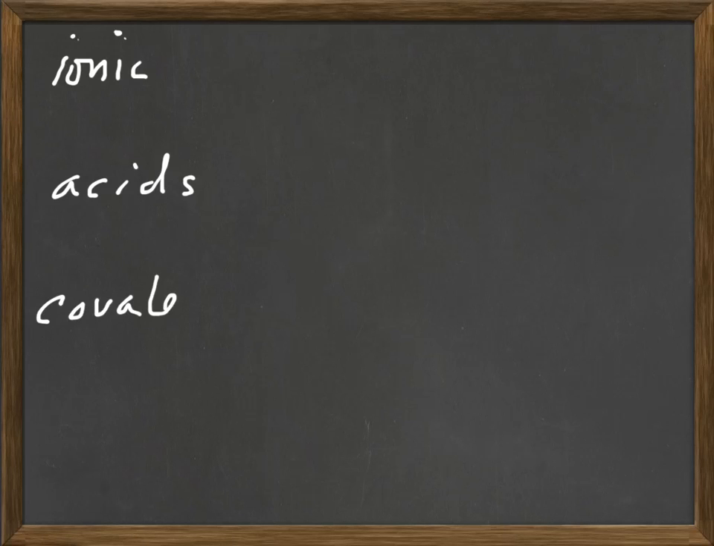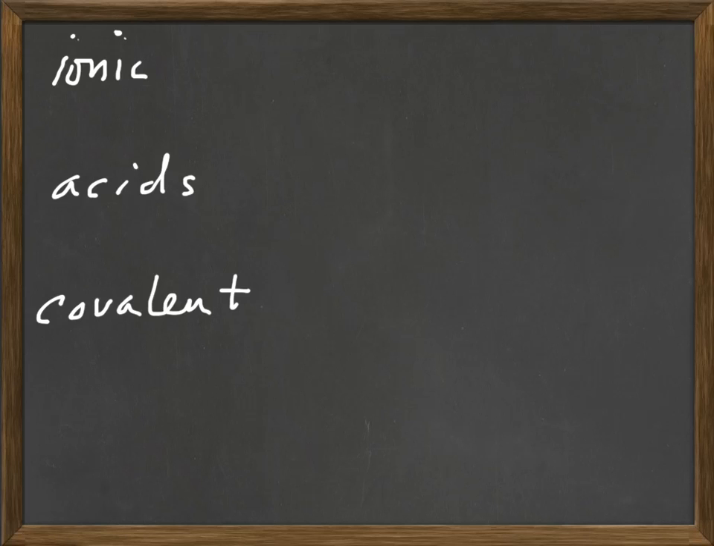And so we have ionic compounds. And each of these types of compounds has a different set of rules. And we have acids, and we have covalent compounds. Each has a different set of rules for naming them. And so the first step in naming it is to identify what kind of a compound it is.